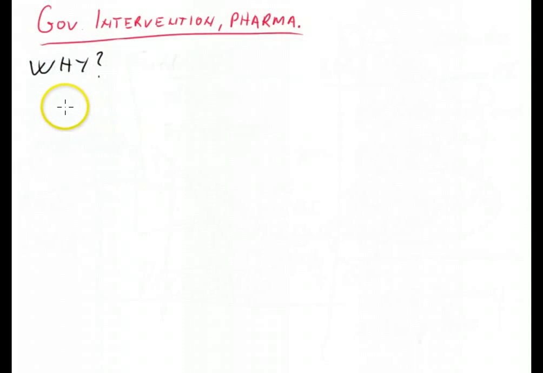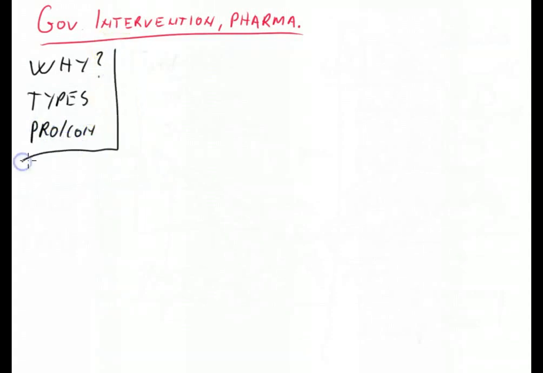Second of all, I want to say something about the types of government intervention we have. And third, I want to say something about the costs and benefits of this intervention, pros and cons. Those are the three things I want to cover. So first of all, why do we have government intervention?